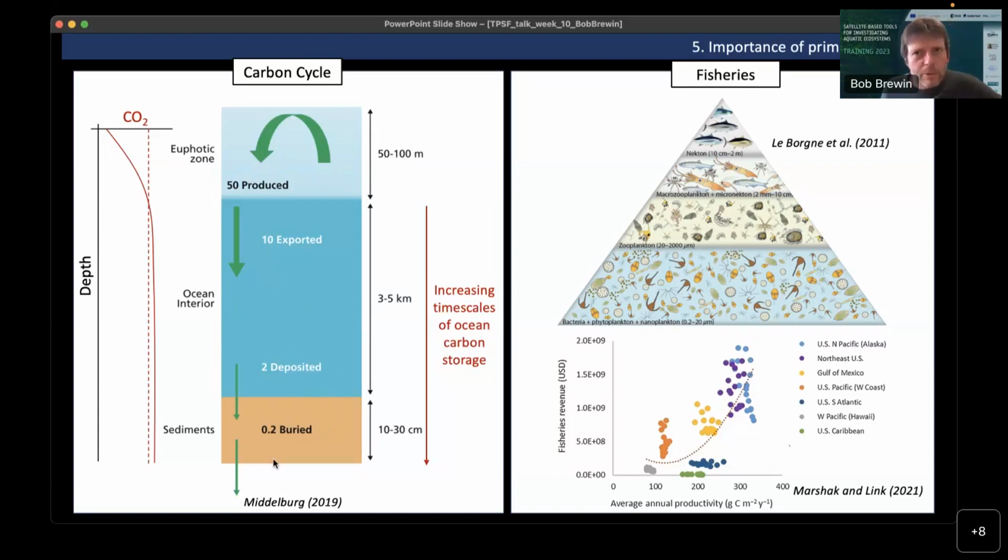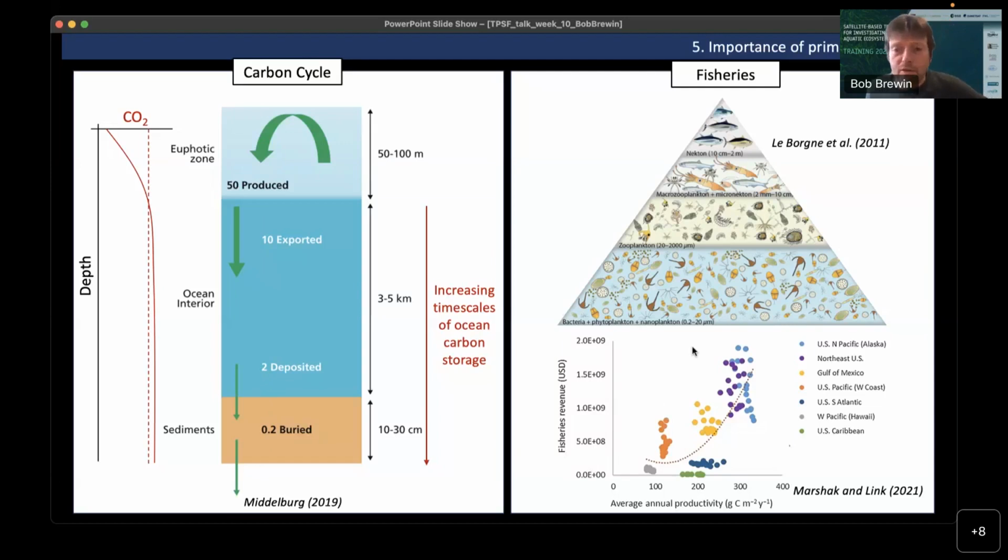But one of the important points to note here is that the further this carbon gets down into the deep ocean, the likelihood is that it will be kept away from re-emission into the atmosphere for a longer period of time. So basically, there are increasing timescales of ocean carbon storage as that particular organic carbon sinks down to the seabed. So this process of primary production and the ocean biological carbon pump is very important in controlling the surface CO2 concentrations and consequently the ability of the ocean to absorb CO2 from the atmosphere. So that's one important reason.